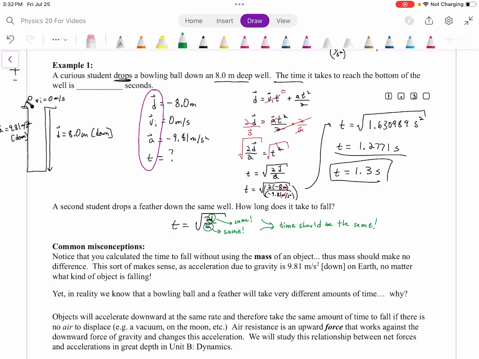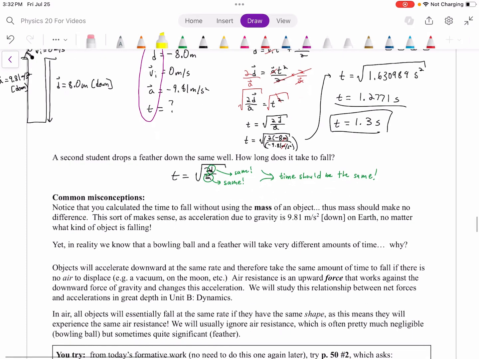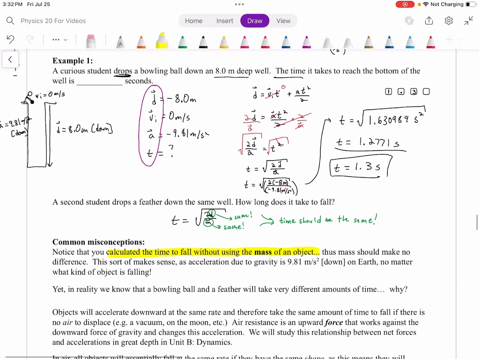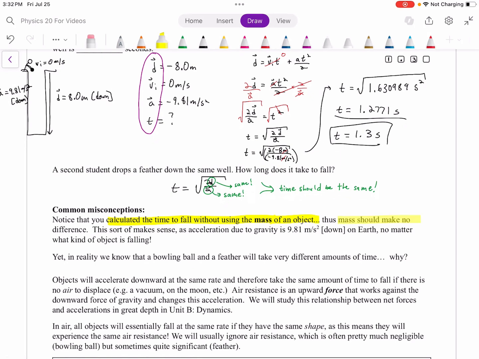This leads us to a common misconception and also an important assumption that we are making here, okay? So you'll see there, we calculated the time to fall without using the mass of the object. At no point did we have to know how big the bowling ball was to make this calculation. So we can see that mass should make no difference to how long it takes to fall. And it doesn't, with an important thing to note here, okay?